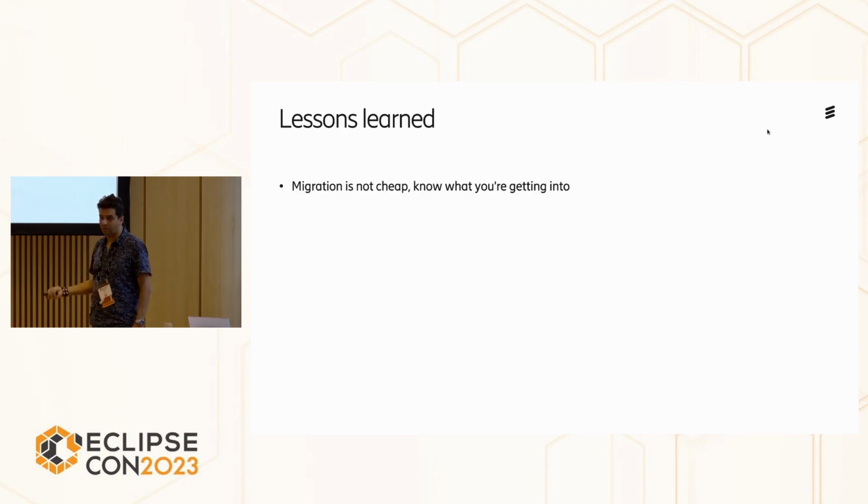So yeah, lessons learned. Migration is not going to be cheap. You should know what you're going to get into. If you have a simple one-window plugin, it's going to be easy. I think we have Robin back, who is also a committer on the memory inspector, so that's a good example of that.